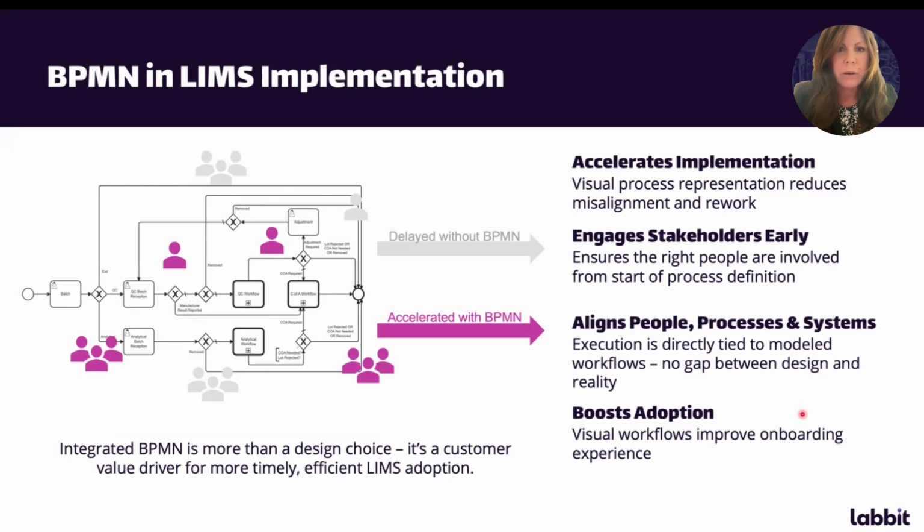The visual process modeling provides transparency so stakeholders can align on workflows and, in many cases, even reevaluate and improve their process as they go into setting up this new platform. By looking at workflows end to end, BPMN ensures that the right people are engaged early in the process definition. The visual models also make it easy for teams to iterate and refine quickly as business needs evolve. And because process design is directly tied to the execution, like in Labbit, workflows can stay in sync with real-world operations. And finally, adoption can even be boosted since the visual workflows are easier for teams to understand and embrace.